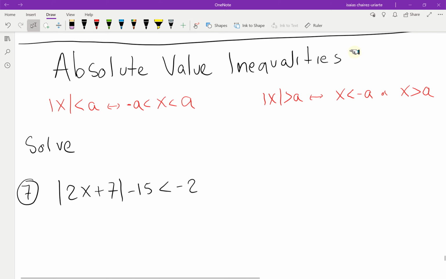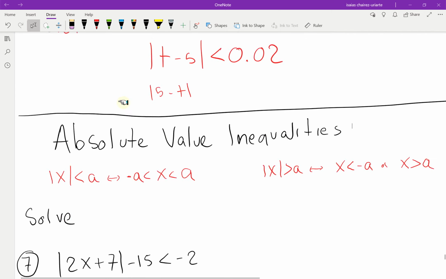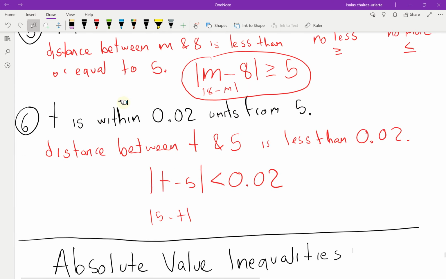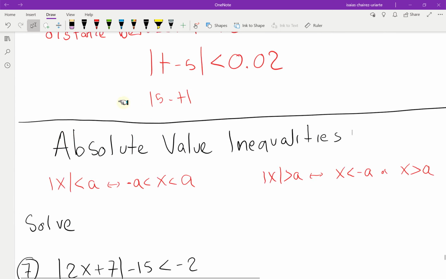Okay, this is section 1.8, part 2. In this second part, we will be solving absolute value inequalities. Earlier in our notes, we developed some guidelines for the inequalities, but I don't want to scroll up because my computer sometimes doesn't cooperate. But let me just remind you, we had these little guidelines here.